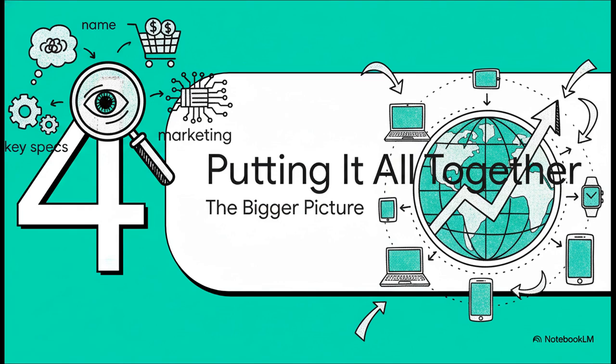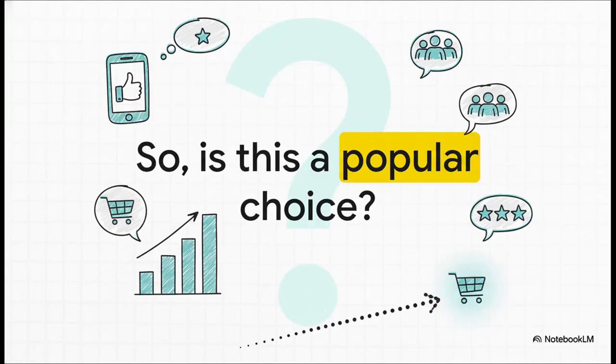So we've decoded the name, we've translated the marketing, and we've picked apart the key specs. But here's the thing. A product doesn't exist in a bubble. To really understand it, we need to zoom out a bit and see where it fits into the bigger picture. I mean, this is the big question every buyer asks, isn't it? The specs all look great on paper, but are people actually buying this thing?